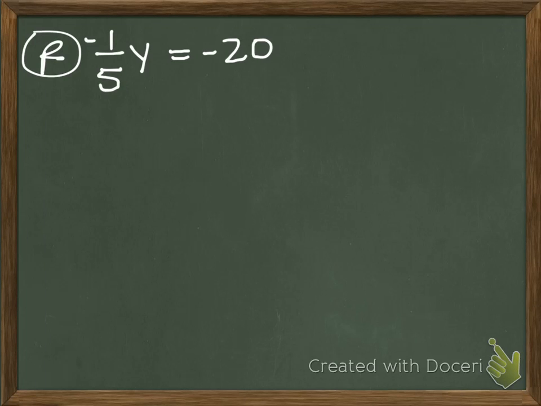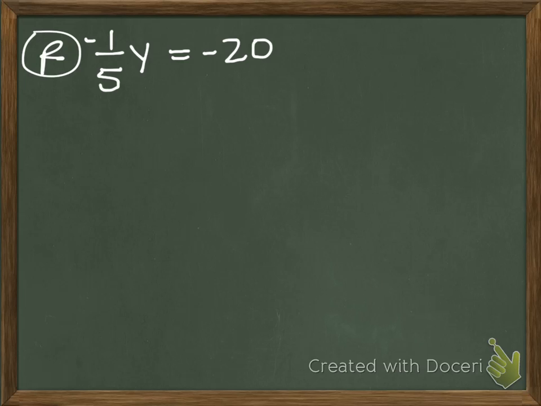All right, in this situation, when we're solving one-step equations, we have a fraction in front of my variable. So in this situation, we need to, again, get the variable by itself if we're going to solve this equation. And here's how we do it.